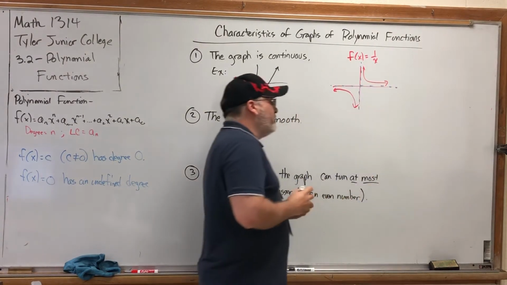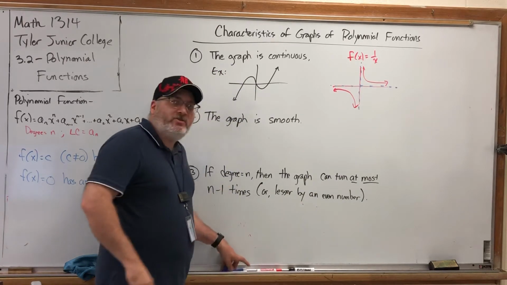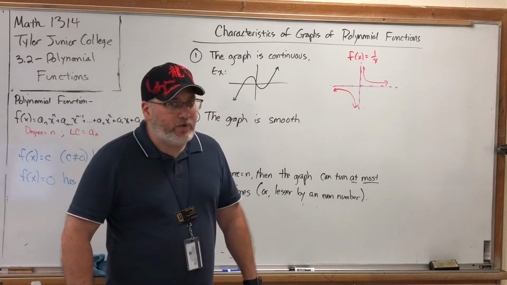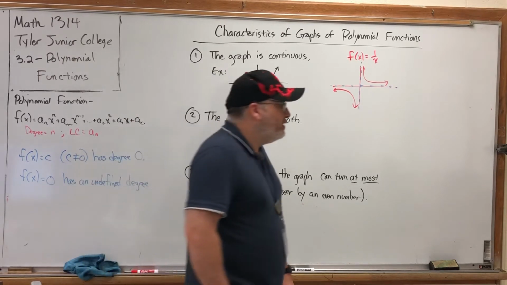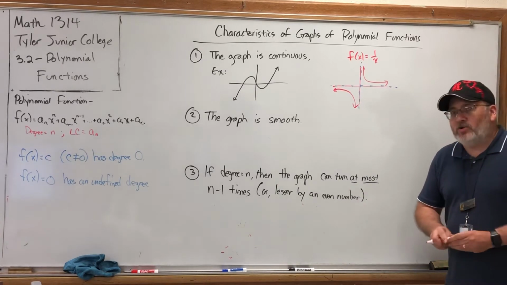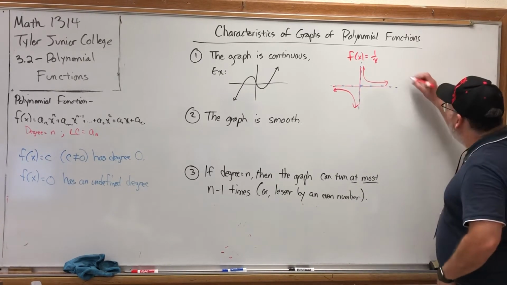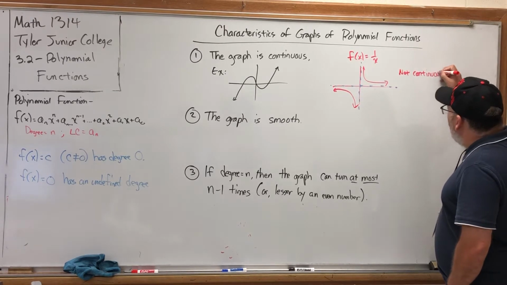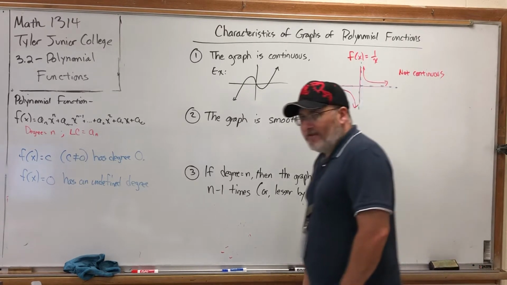But this graph is broken. You can't draw it without picking up your writing utensil. There is a much more rigorous definition of what it means for a graph to be continuous. But at this level, it suffices to say that if your graph is broken, or you can't draw it without picking up your writing utensil, then it is not continuous. So the graphs of polynomial functions are continuous. They won't have any breaks in them.